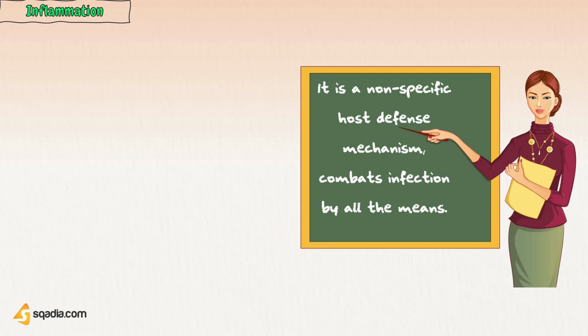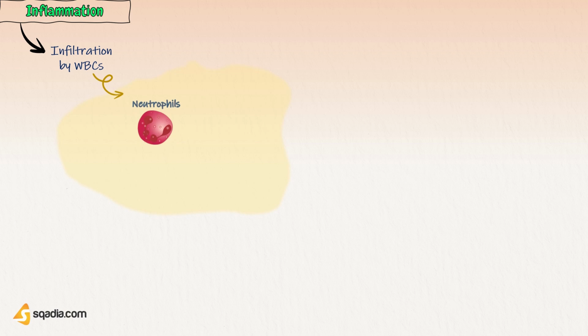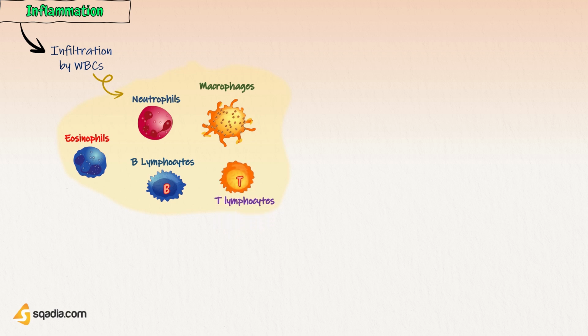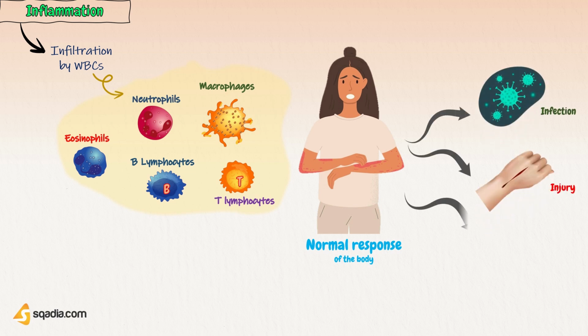Inflammation is a nonspecific host defense mechanism that combats infection by all the means at its disposal. Other than infection, it also responds to any type of tissue damage or injury and resolves or repairs it. Here, the types of white cells involved, neutrophils, macrophages, eosinophils, or types of lymphocytes like T or B lymphocytes, vary with each type of inflammation. So we can say inflammation is a normal response of the body to protect tissues from infection, injury, or disease.